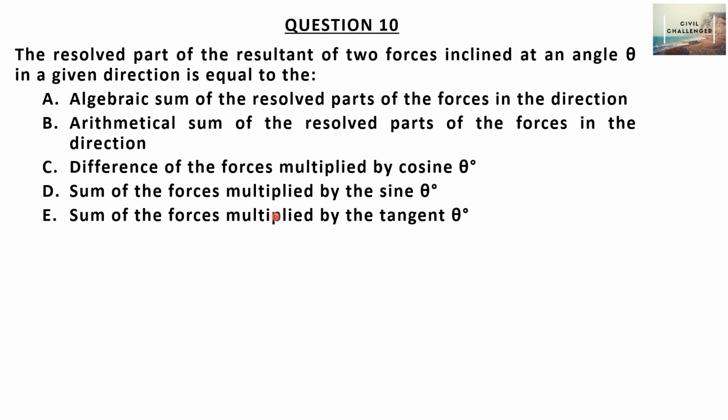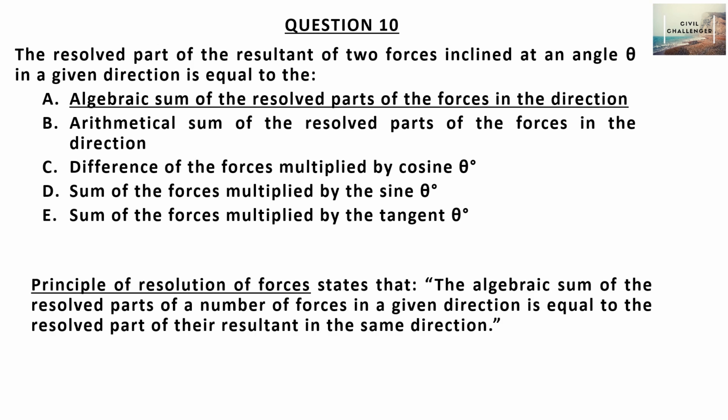Now the next question is: the resolved part of the resultant of two forces inclined at an angle theta in a given direction is equal to option A, algebraic sum of the resolved parts of the forces in the direction; option B, arithmetical sum of the resolved parts of the forces in the direction; option C, difference of the forces multiplied by cosine theta; option D, sum of the forces multiplied by sine theta; option E, sum of the forces multiplied by tan theta.